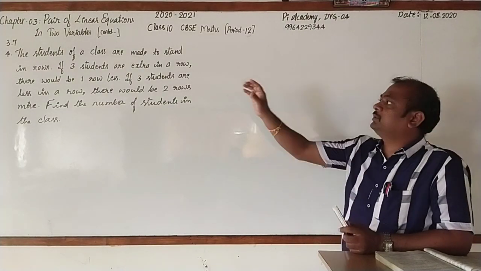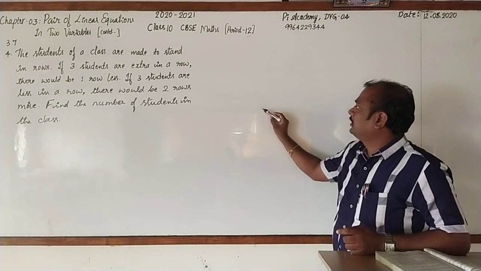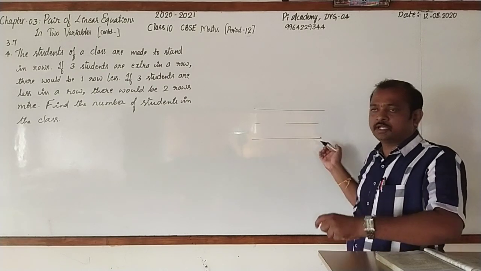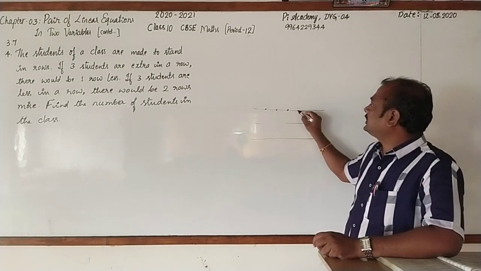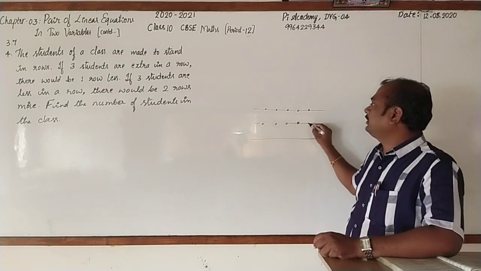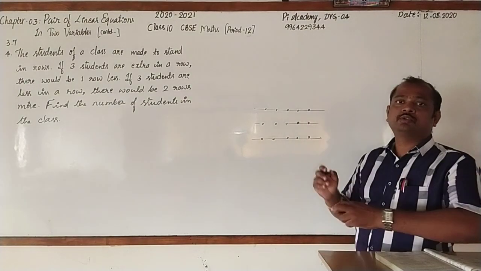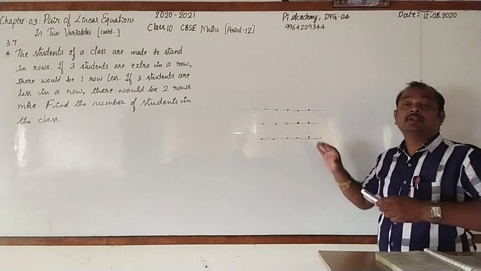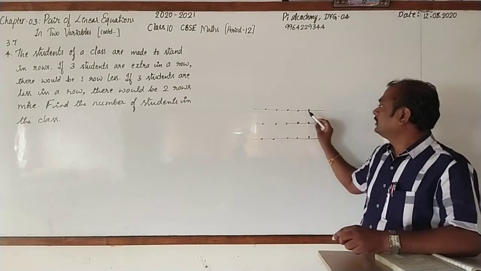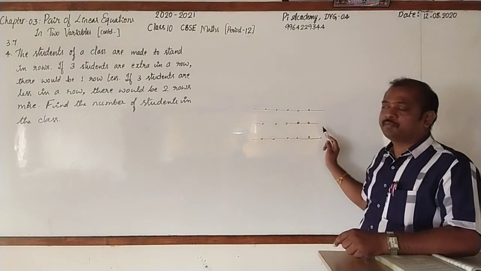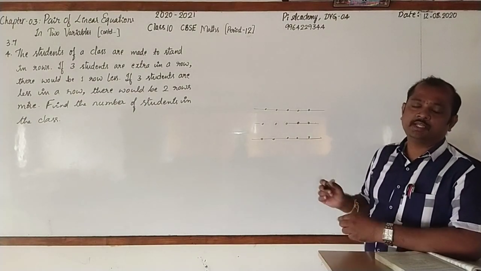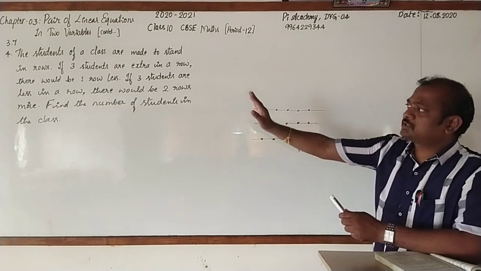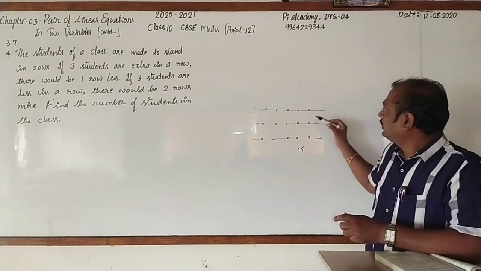Before that, just one piece of information regarding this. Assume that there are some number of rows. This is the first row, second row and third row. And in each row, assume that there are 5 students. Could you tell the total number of students in these 3 rows? Yes, very good, 3 fives are 15. See, 3 rows and in each row there are 5 students. So 3 into 5 is 15. Clear?